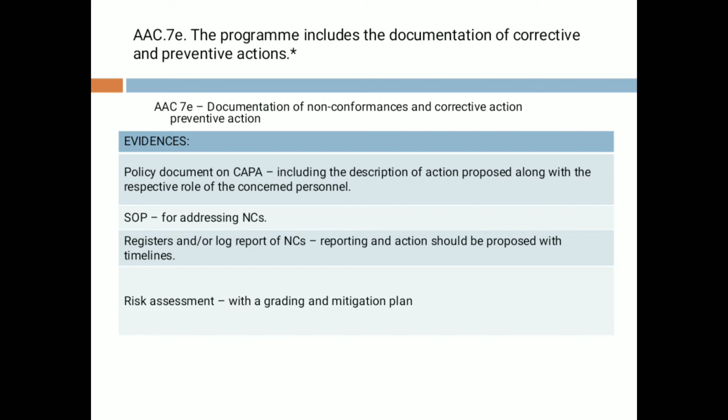Objective element AAC 7E speaks about the documentation of non-conformities and corrective action and preventive actions. Evidences are policy document on CAPA including the description of action proposed along with respective role of the concerned personnel. SOP for addressing NCs, registers and/or log report of NCs and risk assessment with grading and mitigation plan.